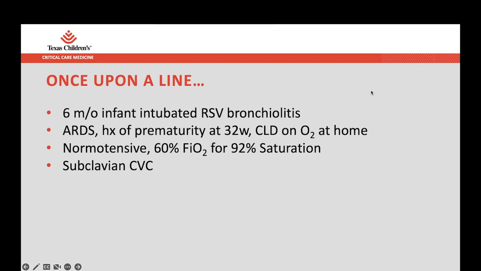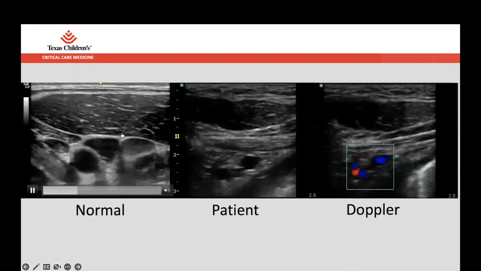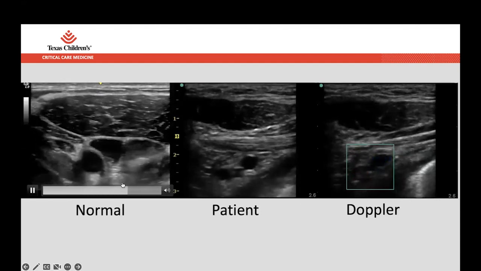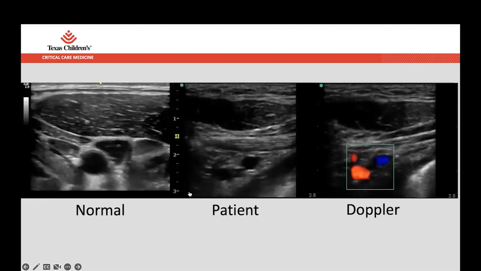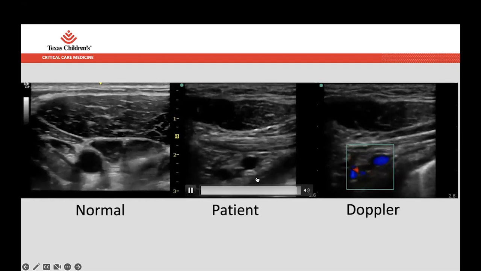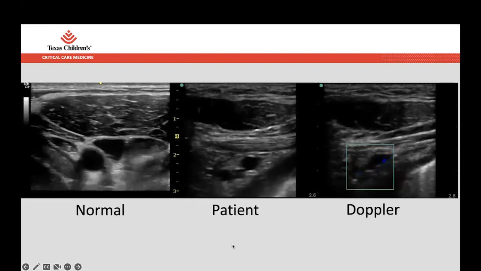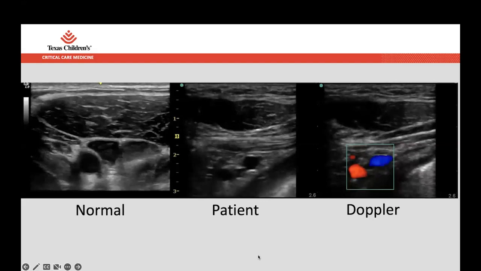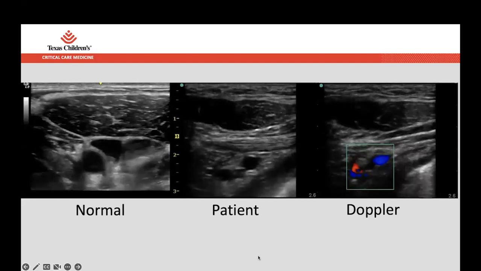At the time, we were doing subclavians in these patients, and so we decided to do one. And then the view we got was this. This is a normal healthy patient, not the patient that we're talking about. The patient that we're talking about is in the middle, and a Doppler is on the right. Just to orient, because I know this is not always a view that a lot of people see.